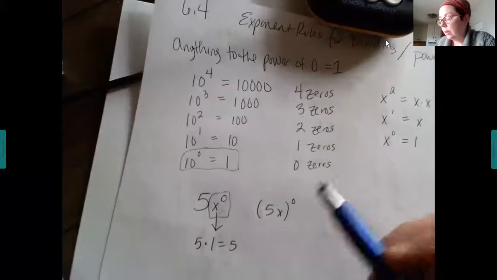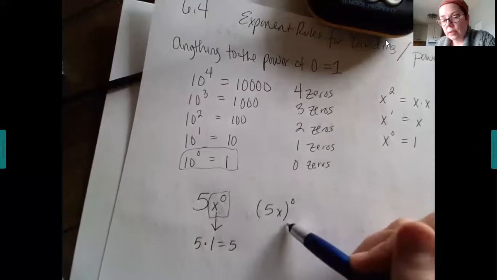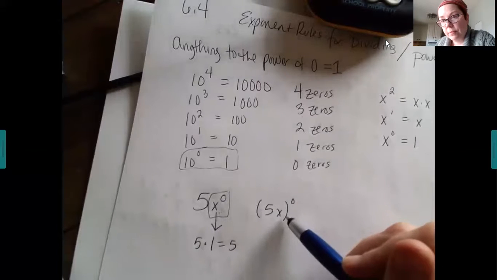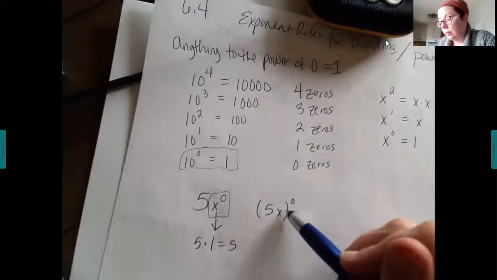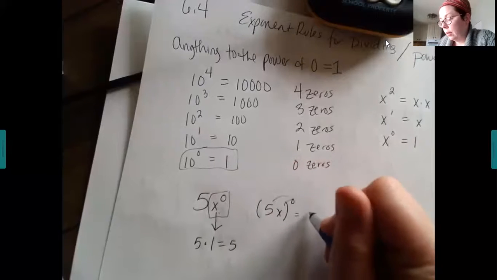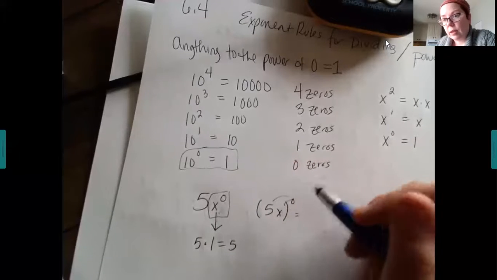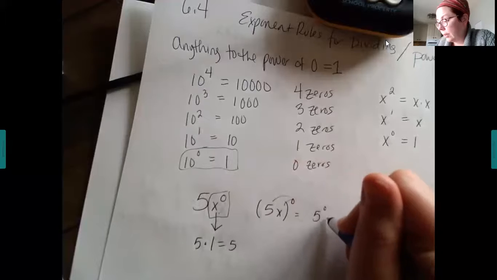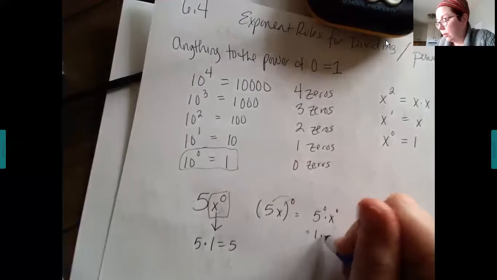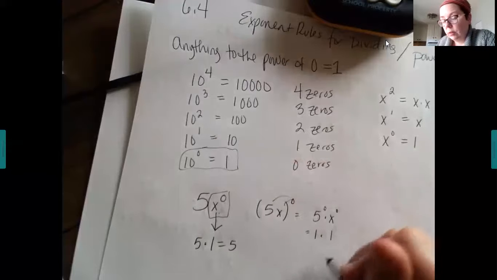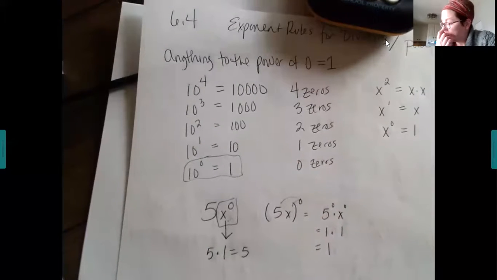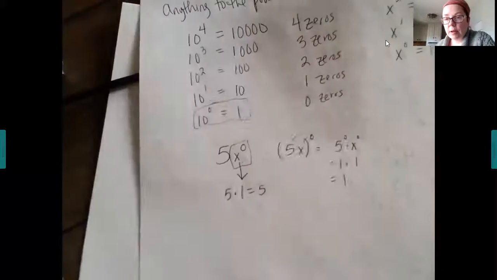The difference here is that since this is in parentheses, this 0 applies to all of this, okay? We can split it up because there's no plus or minus in there. That's like saying 5 to the power of 0 is 1, x to the power of 0 is 1, and 1 times 1 is 1, okay? So watch out for this because this does come up.